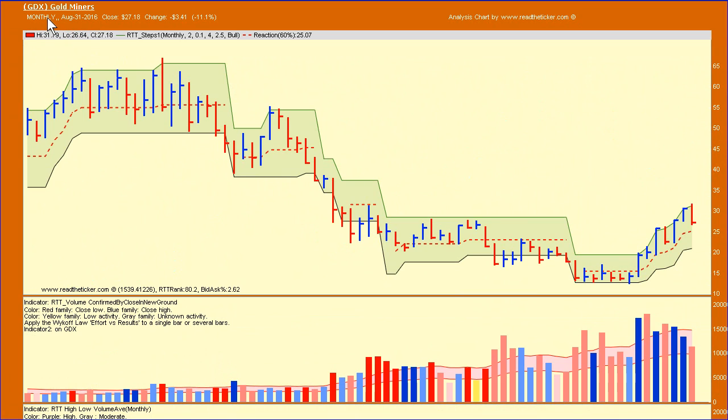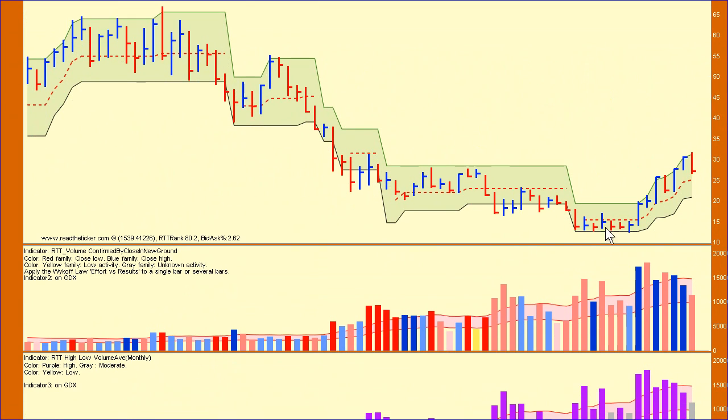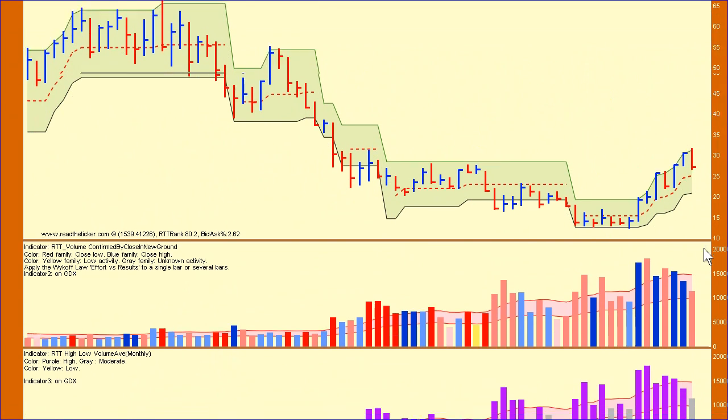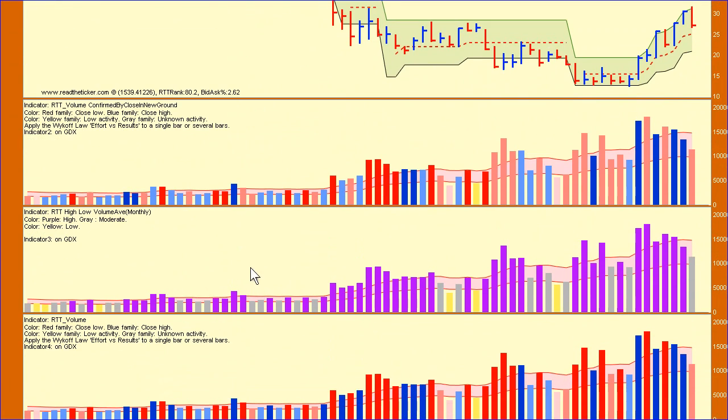A little appendix to our volume video. Here we have monthly GDX, and we're looking at the standard chart that I use to view the monthly data whenever I do a pop-up. And we can see here I have GDX with RTT steps. I have RTT volume confirmed. I have RTT high-low volume, and I have RTT volume, just the standard one.